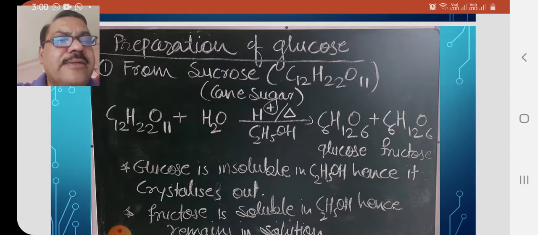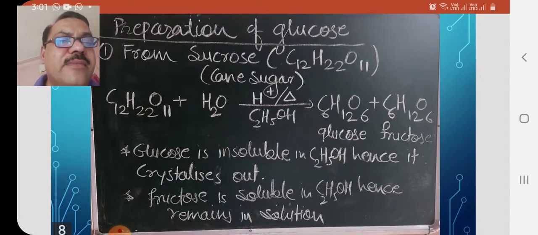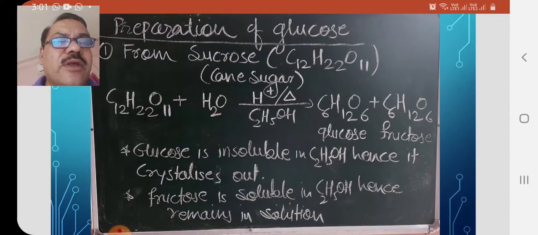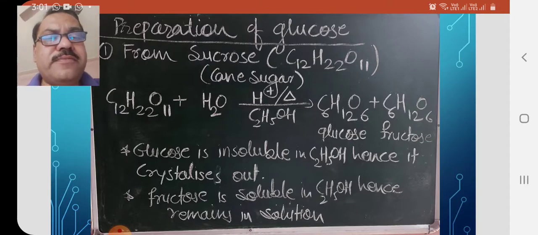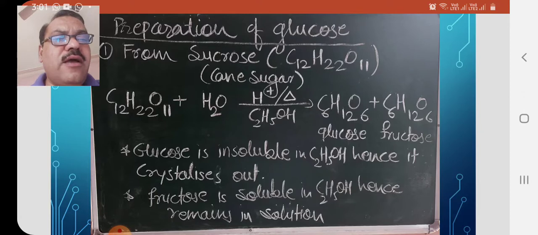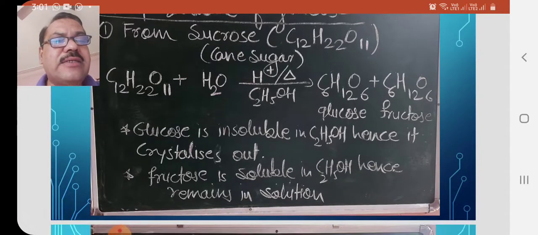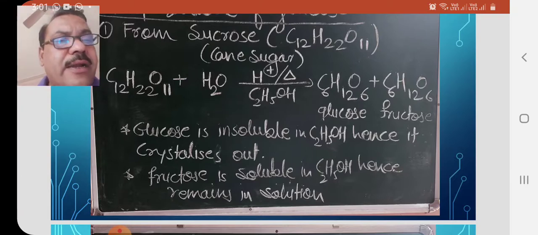So to separate glucose from fructose, during the cooling of this mixture, ethyl alcohol is added. Therefore, on the arrow C2H5OH is written. So what ethyl alcohol does, glucose is completely insoluble in ethyl alcohol C2H5OH, hence it crystallizes out. Only the crystals of glucose are formed, but fructose is completely soluble in ethyl alcohol, hence fructose remains in the solution. Therefore, when this solution is filtered, only crystals of glucose get separated from fructose.